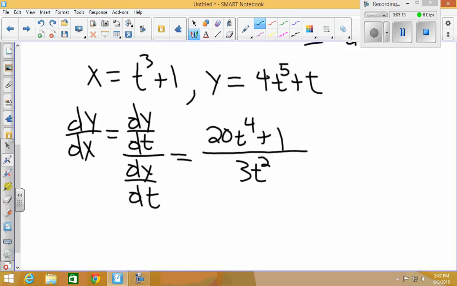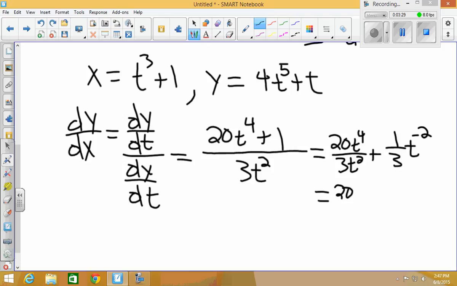Well, we could break this up and simplify a little bit. This would be 20 t to the fourth divided by 3t squared plus 1/3 times t to the negative 2, if you will. And so this is the same as 20 divided by 3 times t squared plus 1/3 t to the negative 2. This is the first derivative of y with respect to x.